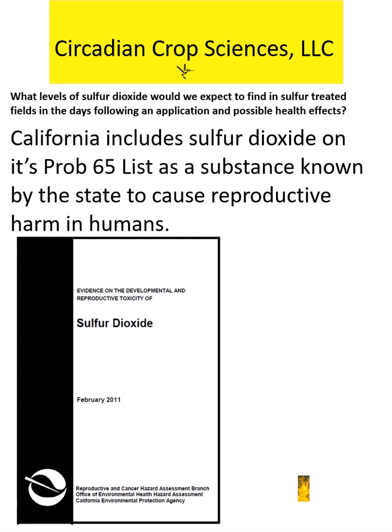California includes sulfur dioxide on its Proposition 65 list as a substance known by the state to cause reproductive harm in humans. This document is easily found on search engines and can be downloaded. I recommend that if you do download this document, that you at least read the executive summary. It does have credibility.